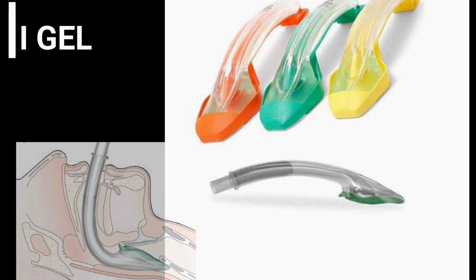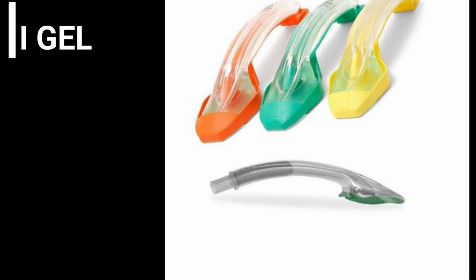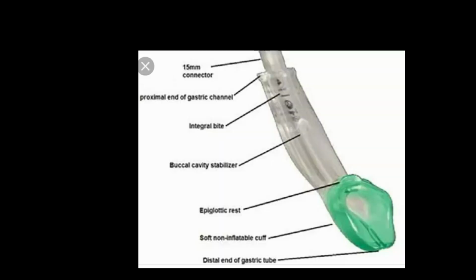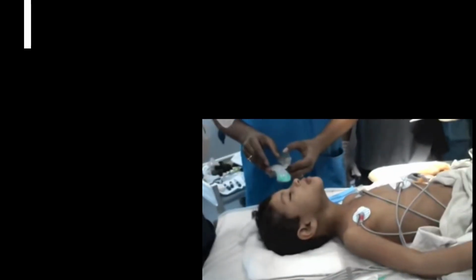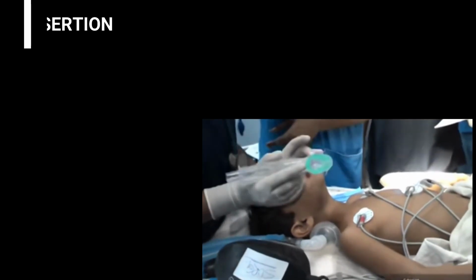I-gel. Parts of an I-gel. The I-gel consists of a 15 mm connector, a proximal part of the drainage tube, a bite block, an epiglottic rest, a non-inflatable cuff, and a distal part of the drainage tube. The method of insertion of the I-gel is similar to that of the classic LMA.